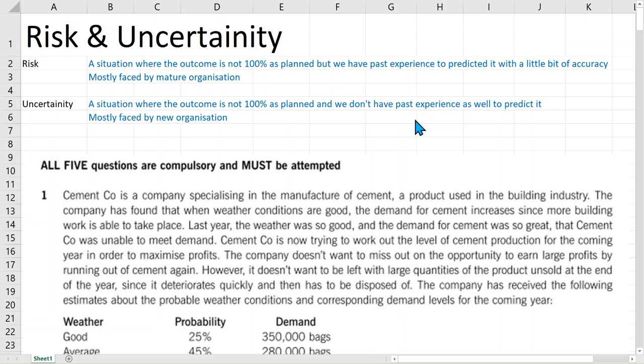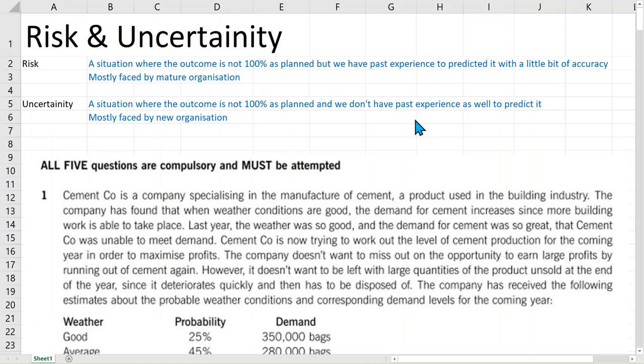But uncertainty is a situation where we don't have past experience, we don't know what will happen, we cannot assign probabilities. And uncertainty is faced by new organizations. They haven't been doing business for a while, so they don't know what will happen.